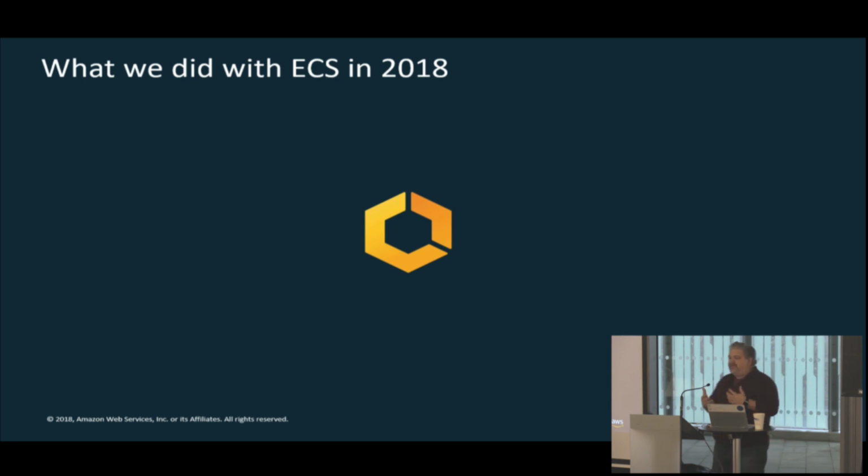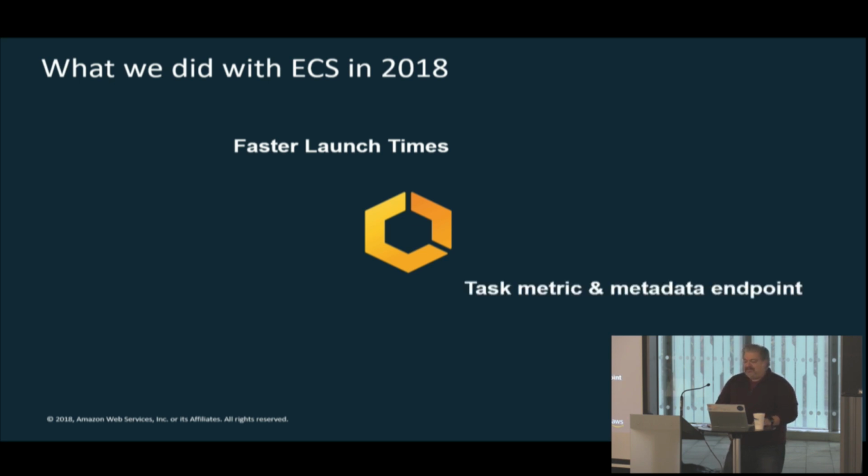So I mentioned we're constantly improving, constantly adding to ECS, and you just get those changes automatically. What have we added in 2018? Faster launch times. We've improved launch time for ECS. I'm not sure what the statistic is, but faster is always better, right? Task metric and metadata endpoint. This can be used to establish insight into where your container is running. Your container might want to know where it's running so that it can have an understanding of the best option for it to, for example, talk to its backend or talk to another container. So we have a metadata endpoint that allows you to discover that kind of information.